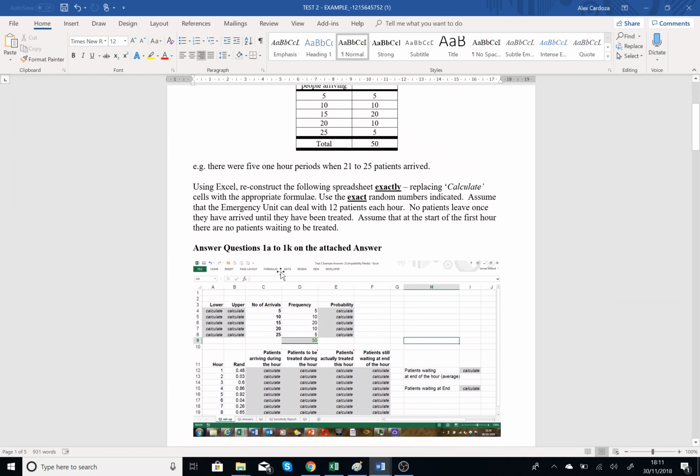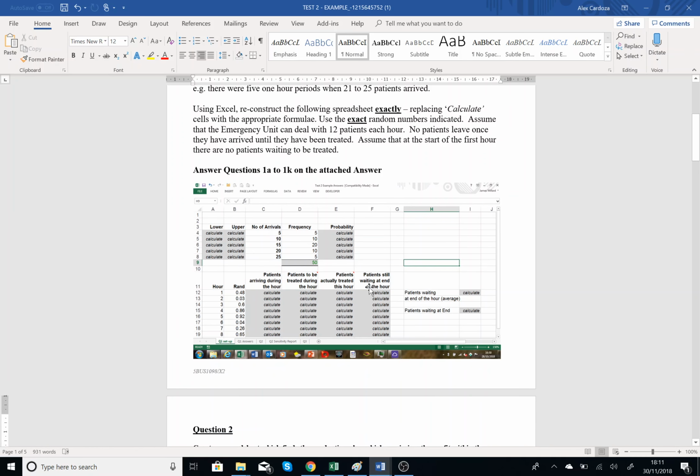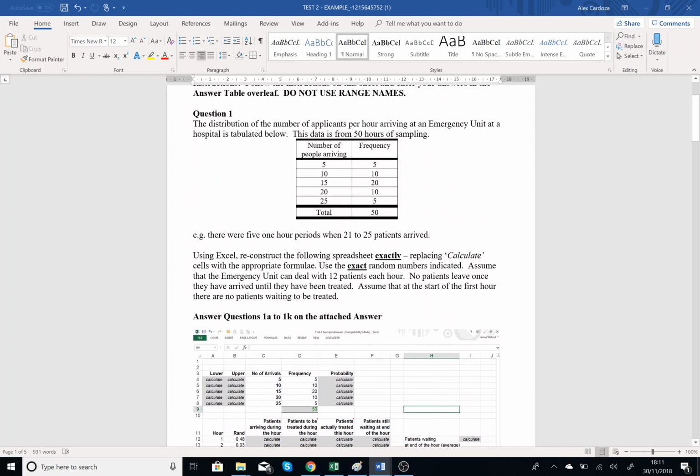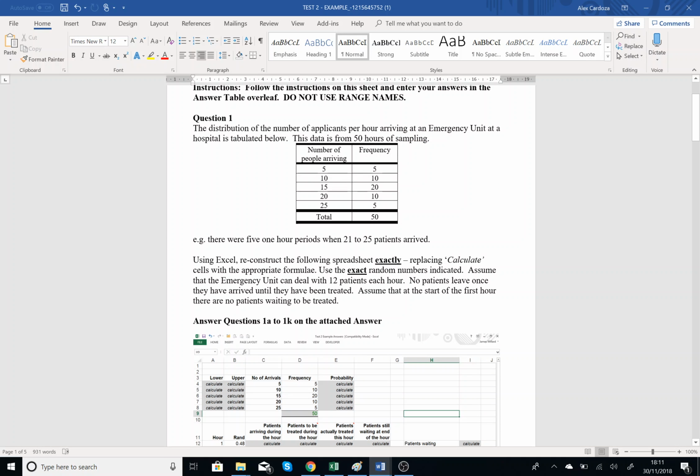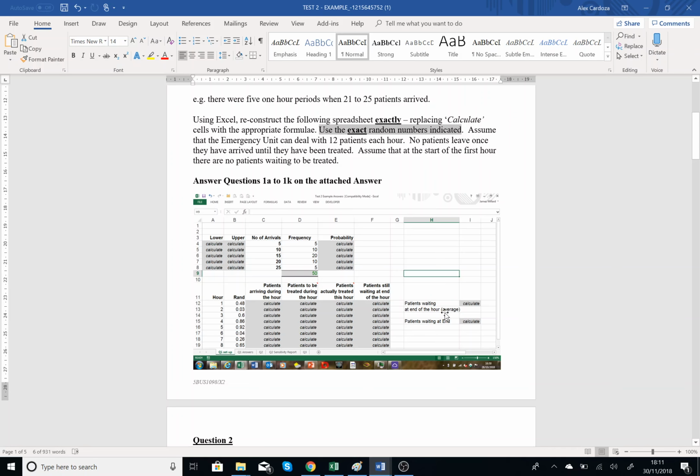See, they've asked you to reconstruct the following spreadsheet exactly, replacing the calculate cells with the appropriate formulas, and use the exact random numbers indicated. So that's why I followed that one in this case, because that's how you would be expected to do it in the exam. If that's not the case, please let me know, and we can do you one. But it says use the exact random numbers indicated, which is these ones here, RAND. So that's why I followed that.